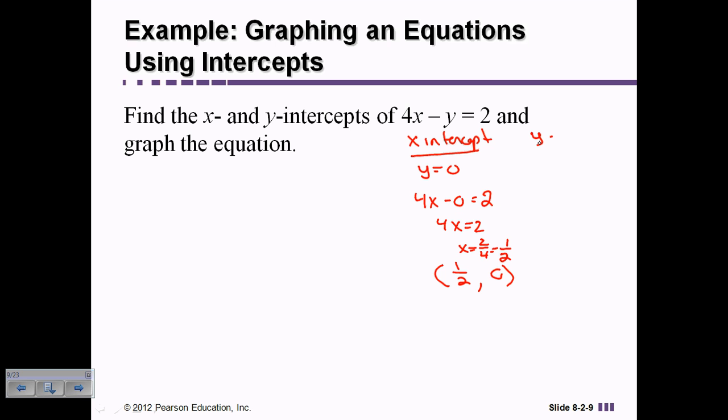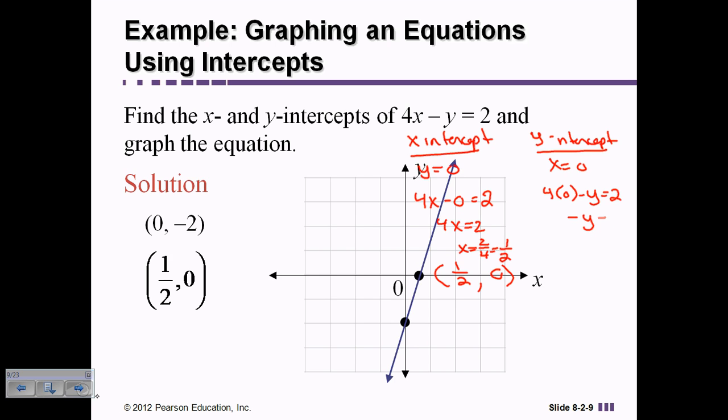To find the y-intercept, we set x equal to 0. So we have 4 times 0 minus y equals 2. So we have negative y equals 2. So y equals negative 2. So my y-intercept is the point 0, negative 2.